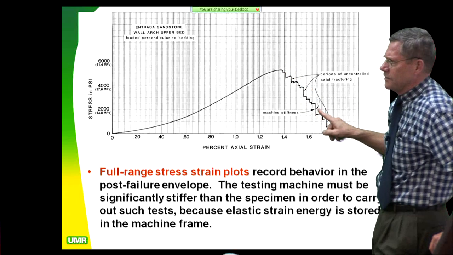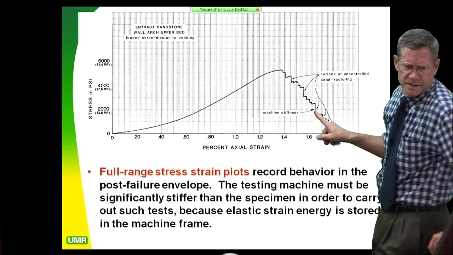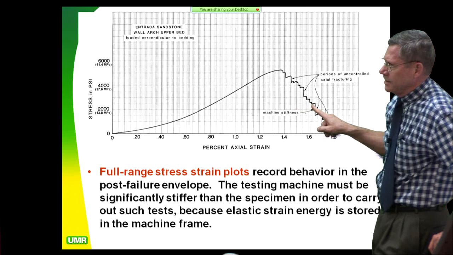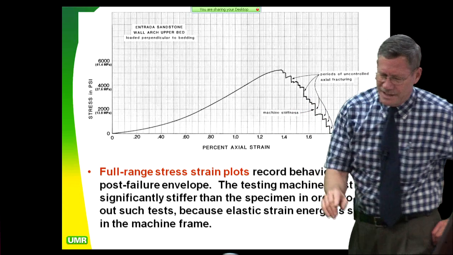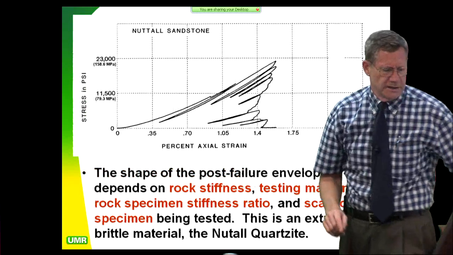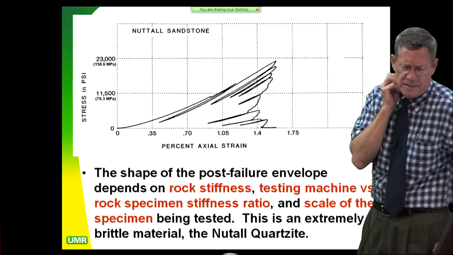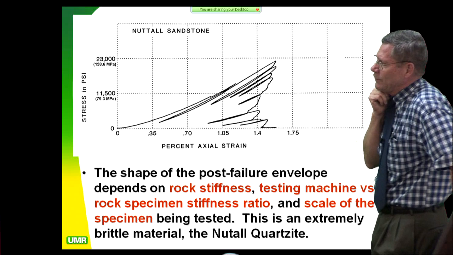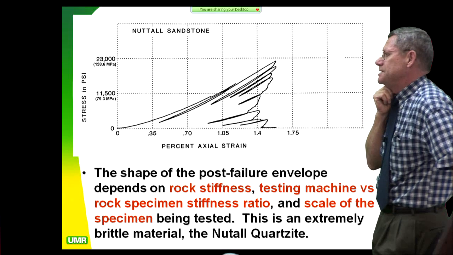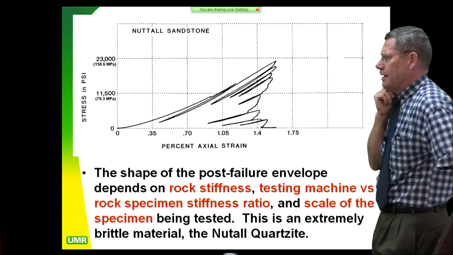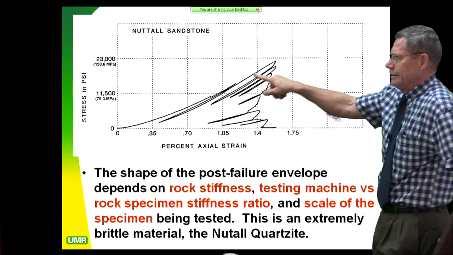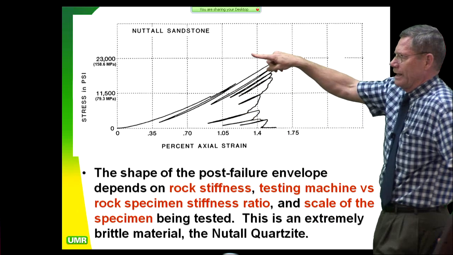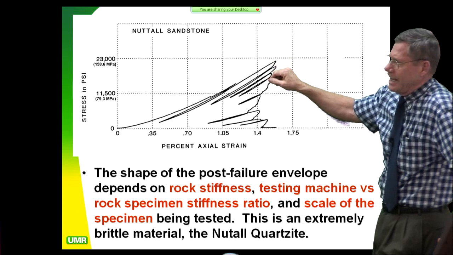And what this is, this vertical line is the machine stiffness. So what I'm doing is I have these periods of uncontrolled fracturing. And so it's a tough kind of test to run. Now here's one. This was R.D. Bailey Dam. This was in West Virginia. It's a Morgantown district of the Corps of Engineers, and it was the Nuttall sandstone. But it turned out it was the Nuttall quartzite because I was getting unconfined compressive strengths around 23,000 psi.